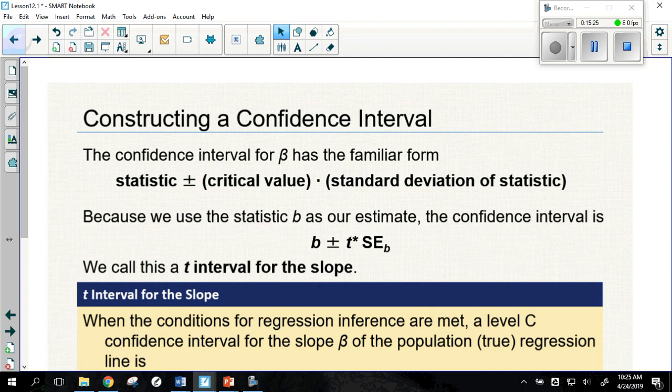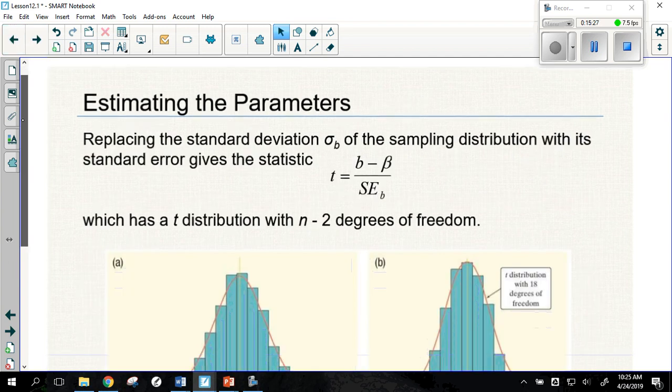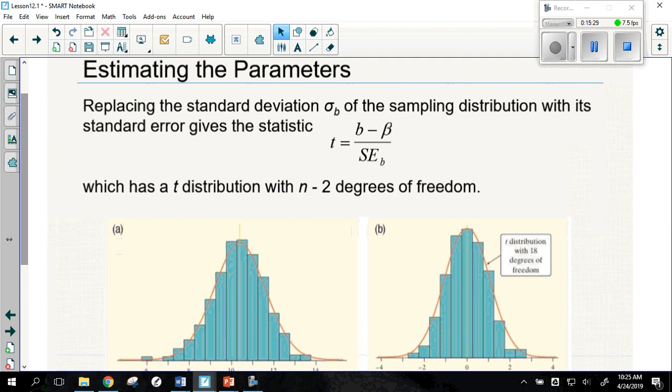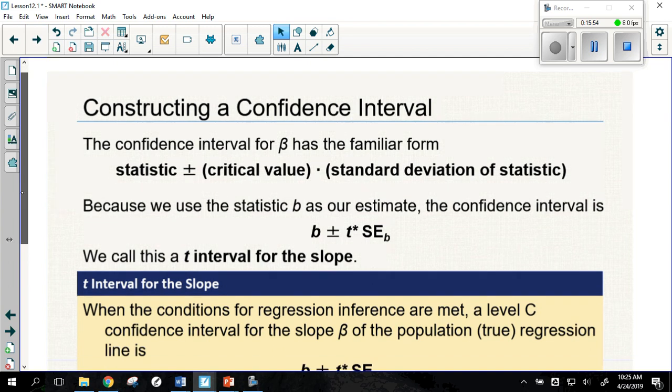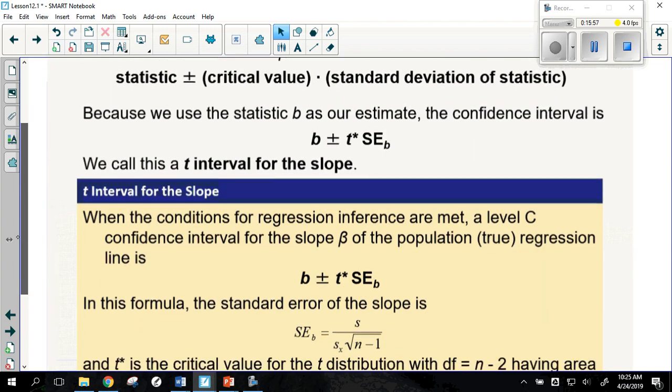Our test statistic is just a t value for it, right? So it's going to be the slope of our least squares regression line minus the slope of the true least squares regression line divided by the standard error of our slopes. And we're not going to use that. We're going to use this. This is where it's at.